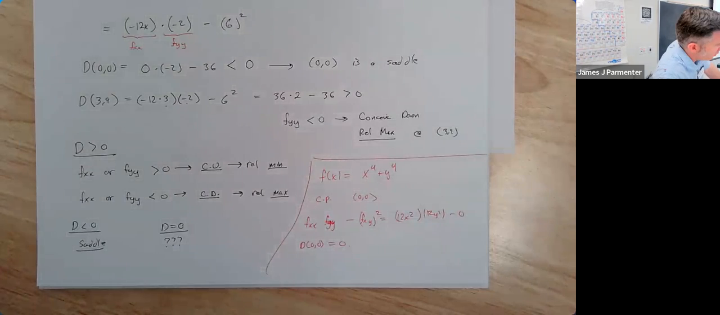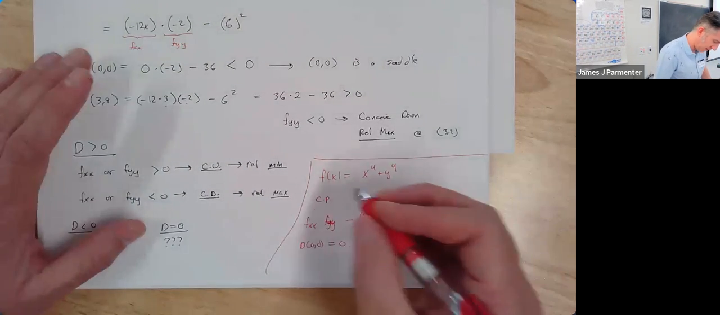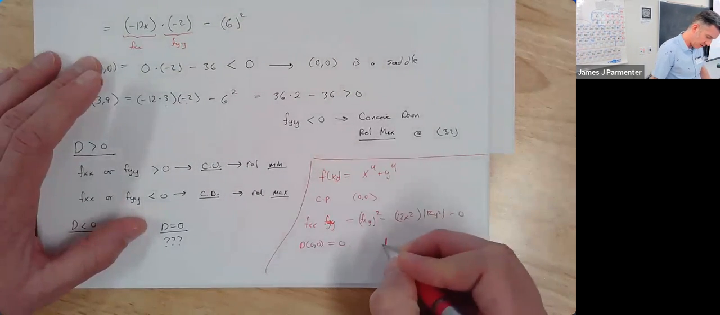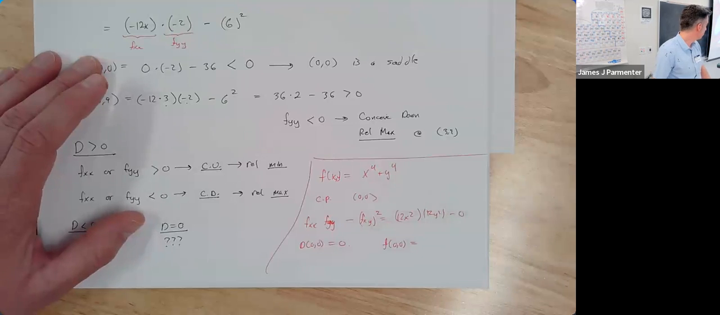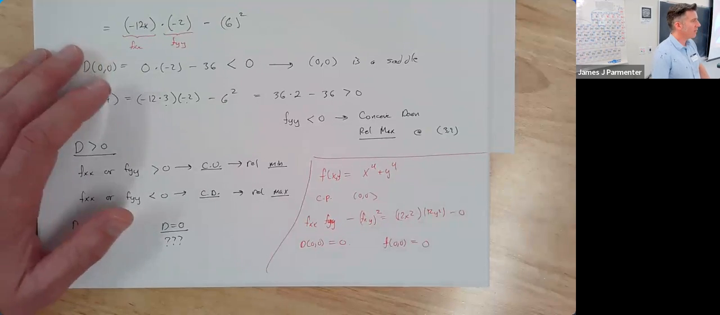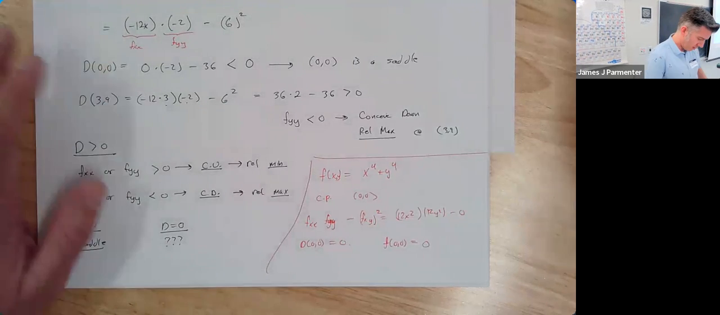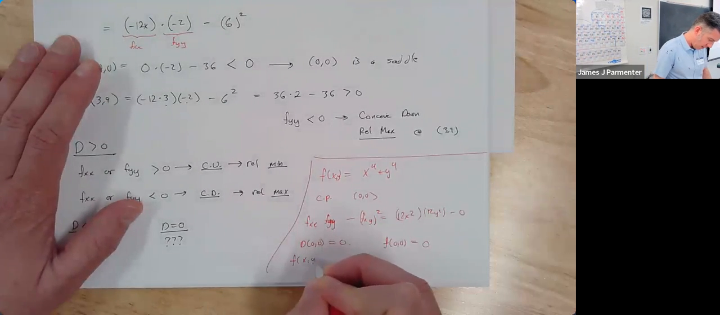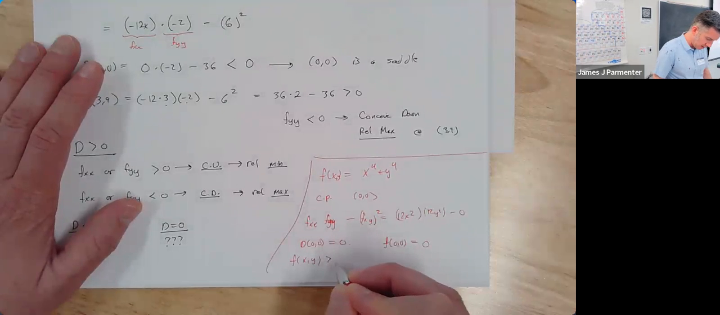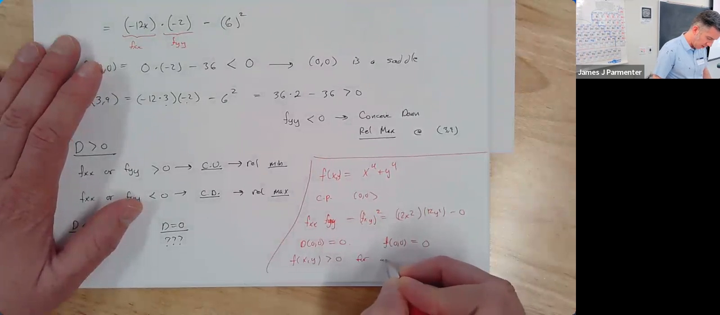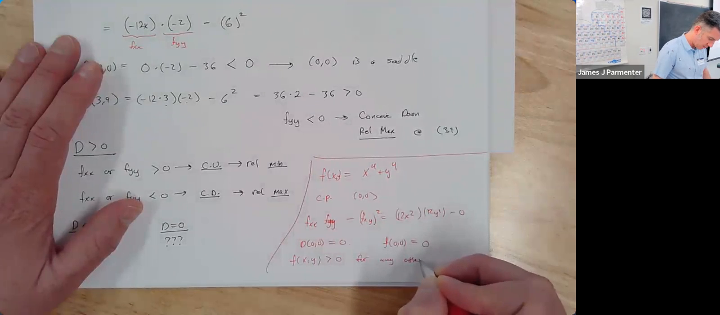Well, if you plug in 0, 0, what is f of x, y? What is f of 0, 0? Okay. If you plug in any other point, is the value going to be bigger than 0? Yeah, because x to the 4th is always positive, and y to the 4th is always positive. Them together is always positive. So f of x comma y is always greater than 0 for any other coordinates.